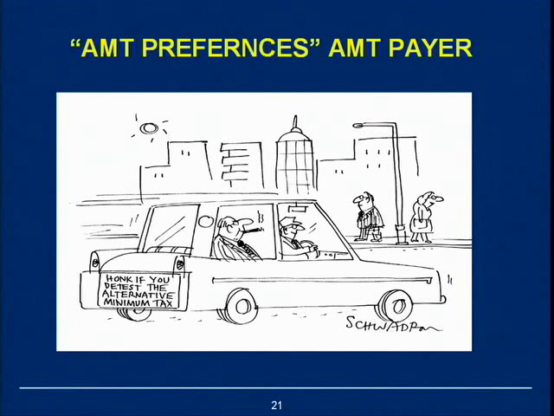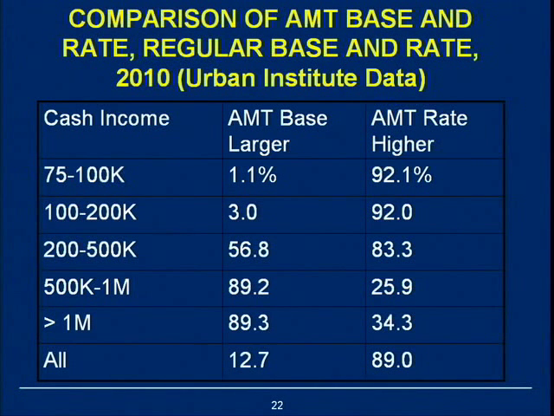This is my other cartoon. This is my canonical special AMT provision taxpayer, somebody who has a very complicated financial life and is not the person who's being kicked in just as a result of the sort of state-local tax deduction or something like that.